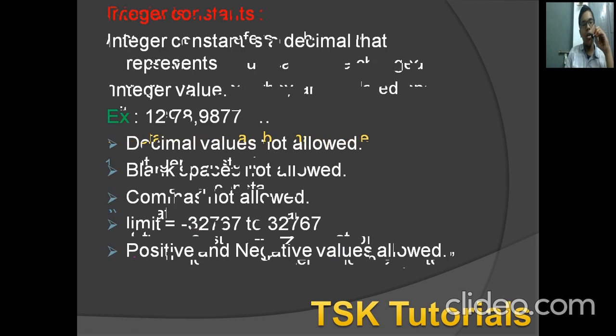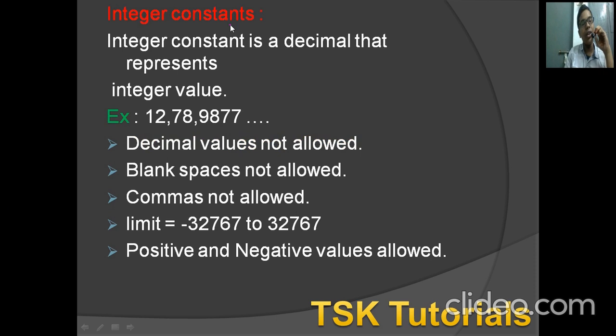Now let's discuss integer constants, which is the first kind of the constants. An integer constant is a decimal that represents an integer value. The decimals which represent the integer values are known as integer constants. We have to declare it as a constant at the predefining of the memory location variable. I will show it in the syntax. Examples of integers we know are 12, 78 and so on.